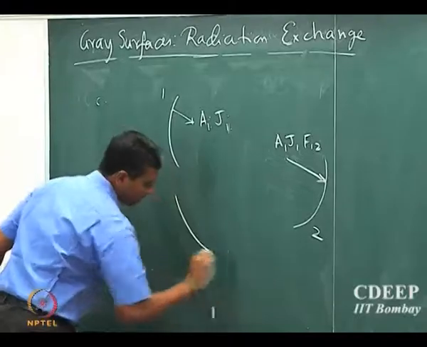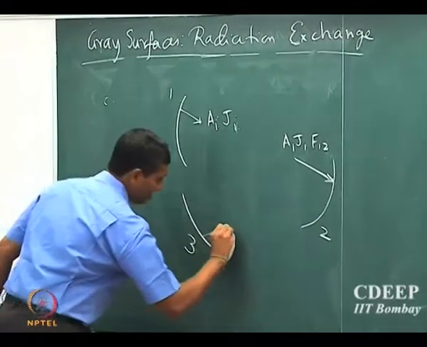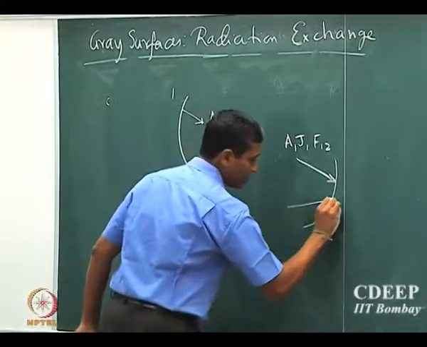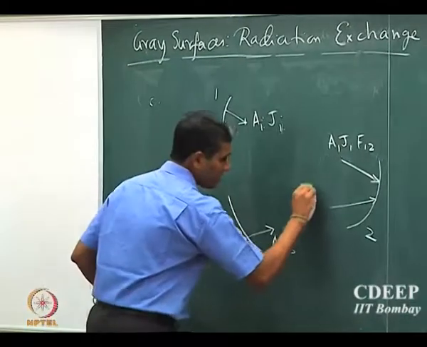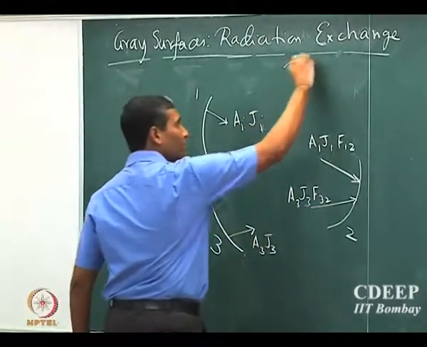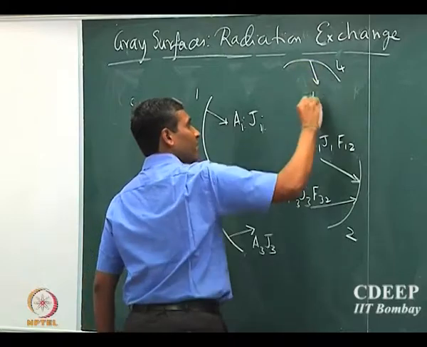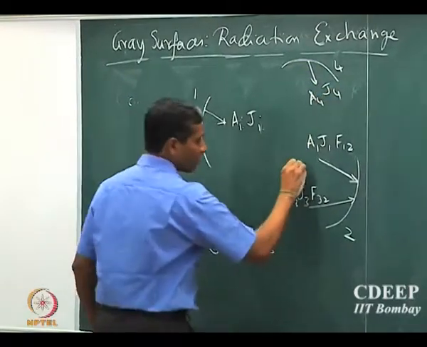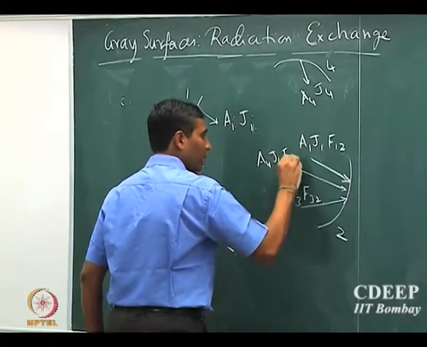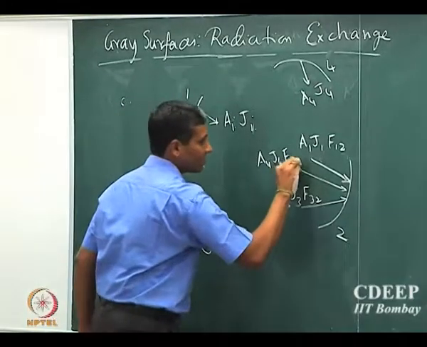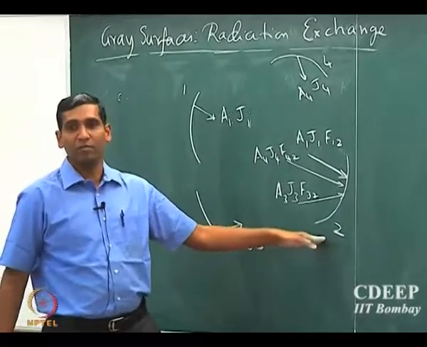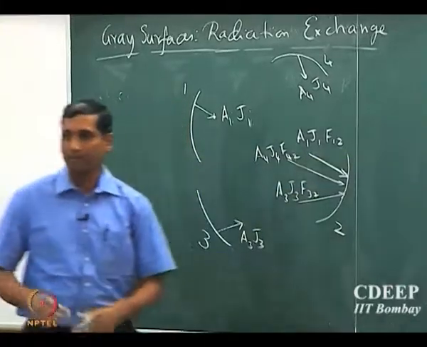Now let us say I add one more surface here, I add 3, okay. So now the emission from here will be A3 J3, right. So whatever fraction is received by surface 2 from 3 is A3 J3 into F32, right. Now I can add one more, let us say a fourth one, A4 J4. So that will be A4 J4 into F42, right. So the sum over all of this is the total incident radiation to surface 2. That's exactly what that summation is, okay. Any other questions?